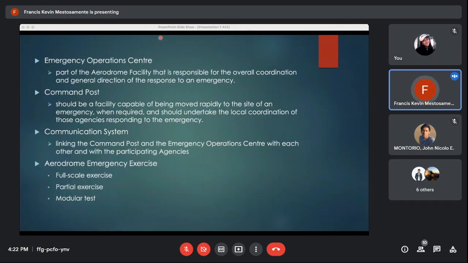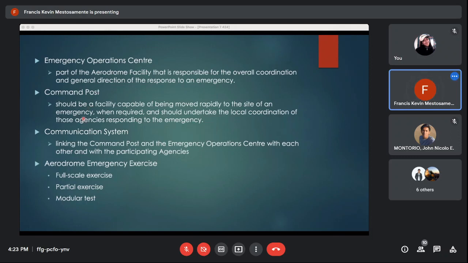Next slide, we got the emergency operation center. It is a part of the aerodrome facility that is responsible for the overall coordination and general direction of the response to an emergency. So emergency operation center and command post are the general terms. Per country, there are other names. Per airport, the names also differ. On our end, we got the AICCC, called the Airport Command and Control Center. That serves as our emergency operation center. Again, that is AICCC, Airport Command and Control Center.